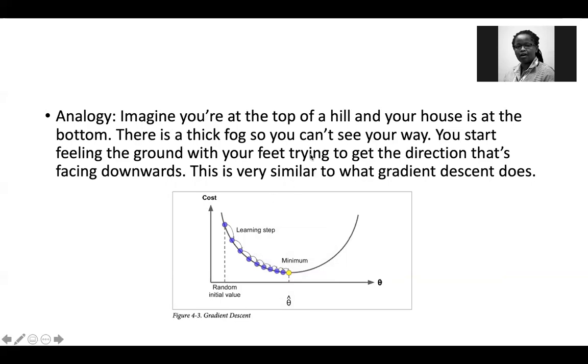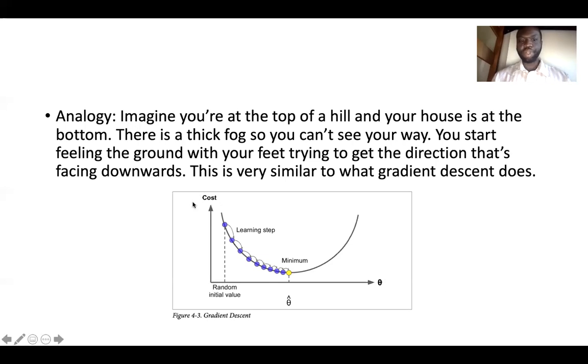He gives this analogy: imagine you're on the top of a hill and your house is at the bottom. So imagine I'm here and my house is at the bottom and I'm trying to go from here to here. I can't see, because there's a thick fog. So what I do is I start feeling with my feet. This is probably something we can relate to, because if you're on that incline, you know where it's steep and you just go in that direction. So that's how gradient descent is.